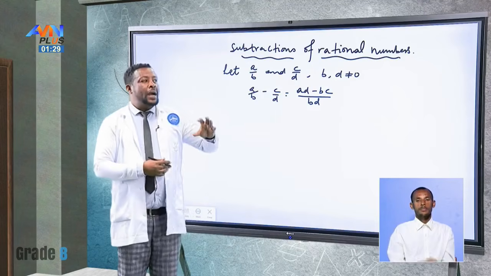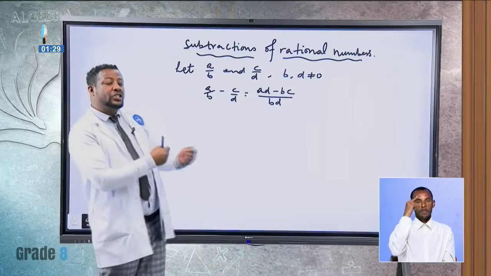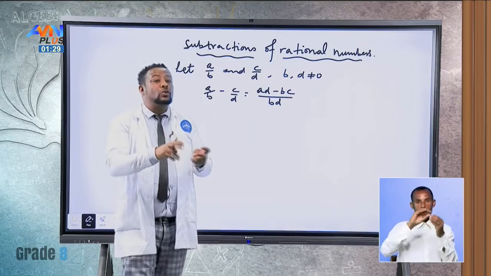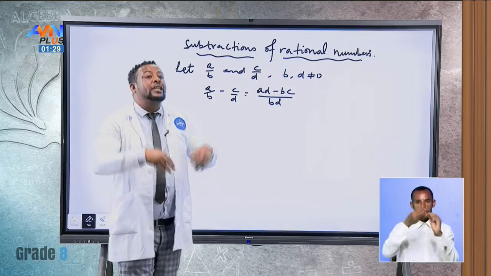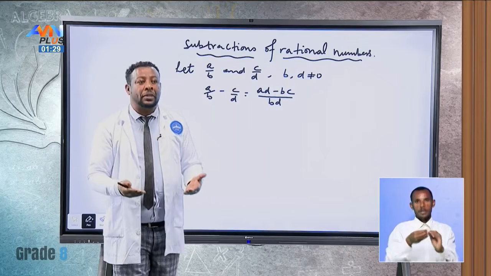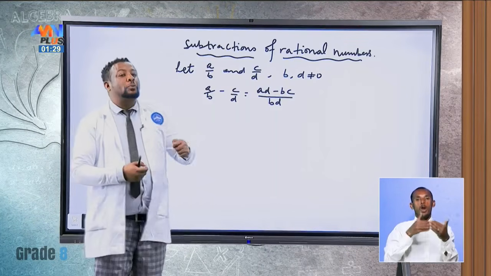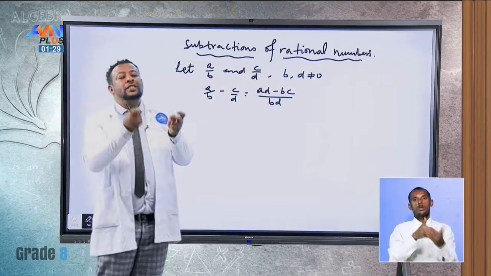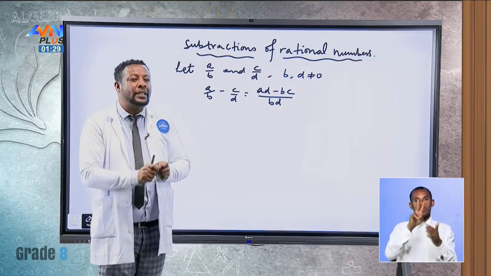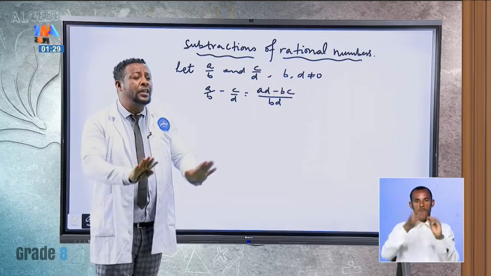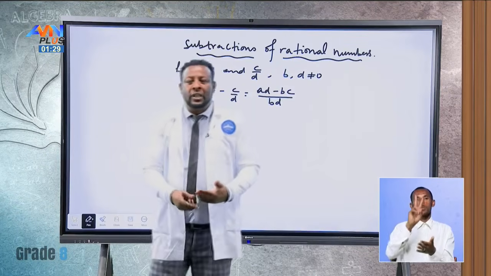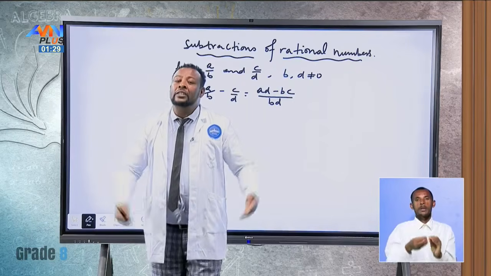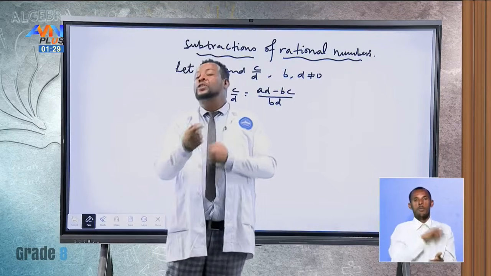If you remember in our discussion of addition of rational numbers, the sum of two rational numbers is again a rational number. That property is called closure property. There is also a closure property on subtraction of rational numbers, meaning that the difference between two rational numbers is a rational number. You can take any two rational numbers. Their difference is always a rational number, so there is a closure property in rational numbers.